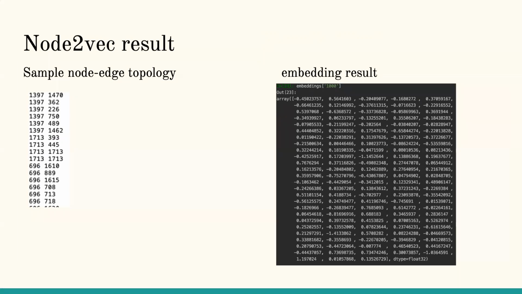And here is the node2vec result. Here's our implementation and result of the node2vec algorithm. Firstly, we construct a sample node-to-edge topology. The first column represents the number of the first node. The second column is the number of the second node. We could construct a third column to represent the weight, but here we assume that the weight of each relationship equals 1. And the right part of this slide is the result of embedding.